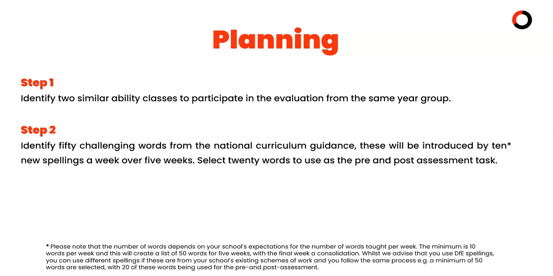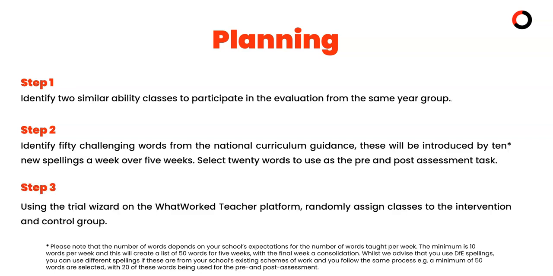The minimum is 10 words per week, and this will create a list of 50 words for the 5 weeks, with the final week of consolidation. Whilst we advise that you use the DFE spellings, you can use different spellings if these are from your school's existing schemes of work, and you follow the same process. E.g., a minimum of 50 words are selected, with 20 of these being used for the pre- and post-assessment task. Then using the trial wizard on the What Word Teachers platform, randomly assign the classes to the intervention and control group.